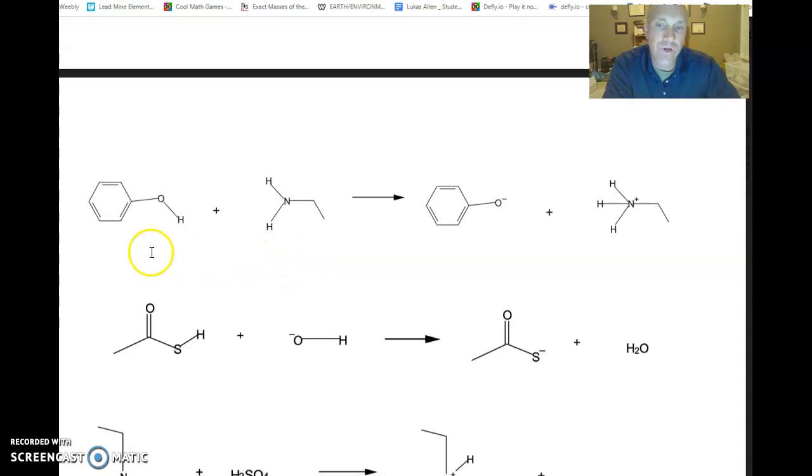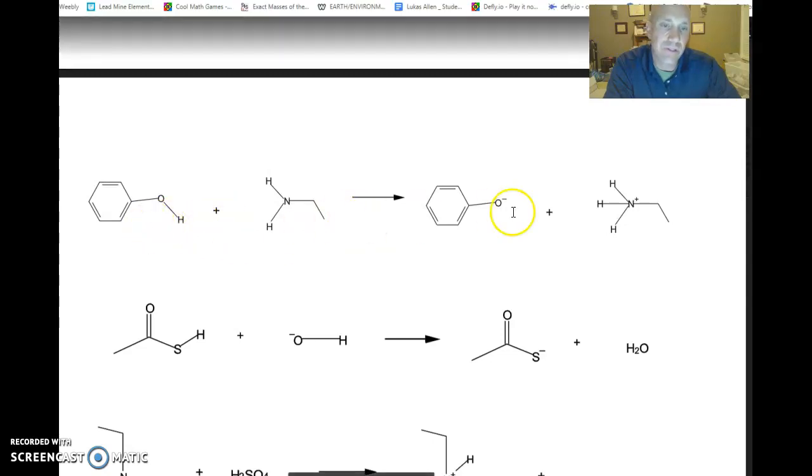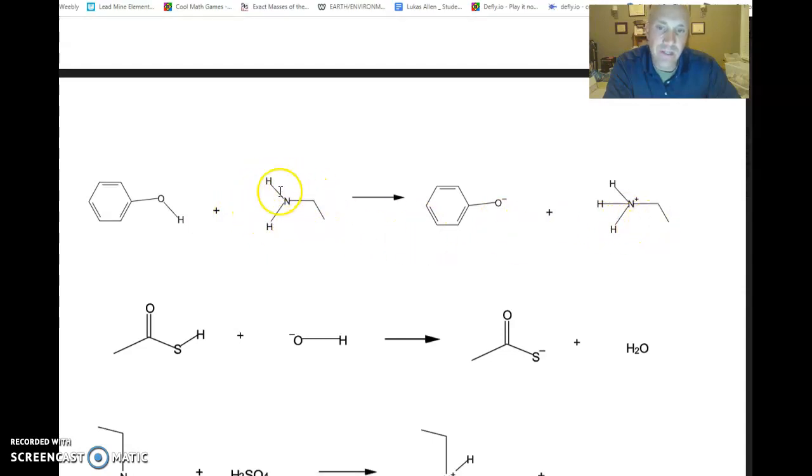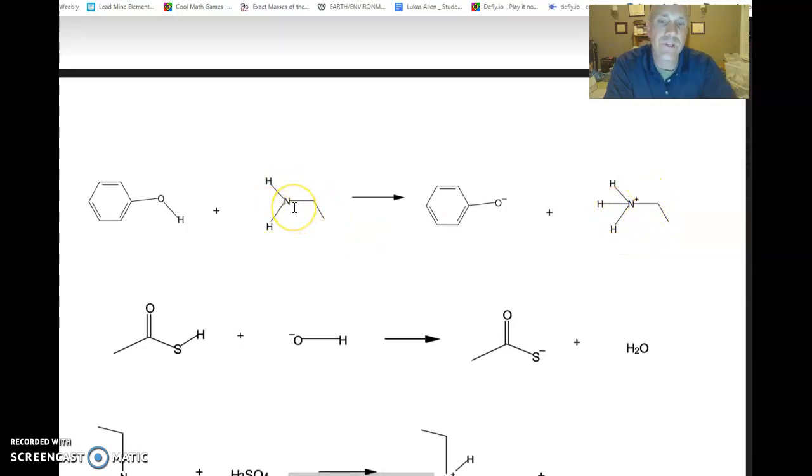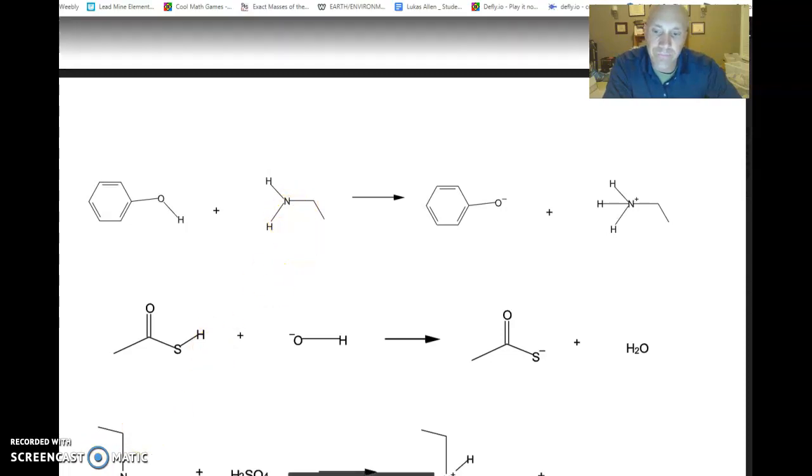One other thing I wanted to show is that HA and A minus can also be used to describe a base. This is from a standard Bronsted-Lowry reaction. Let's take a look at this species and this species right here. If I were to ask what this one is acting as, you could say it is going from here to over here, it is accepting an H plus.